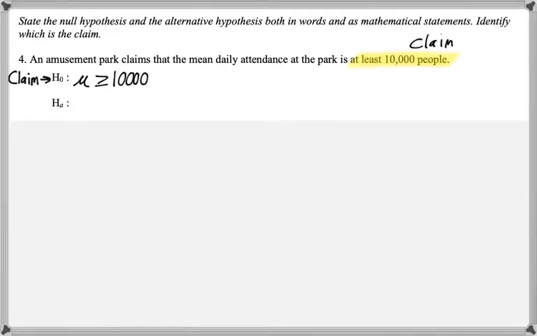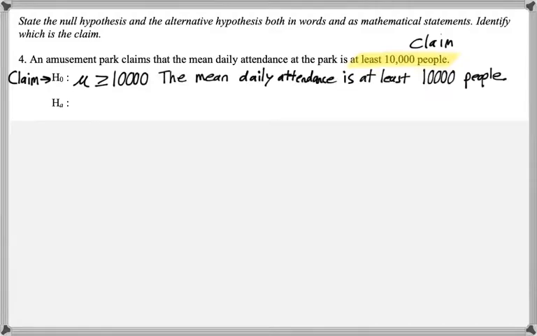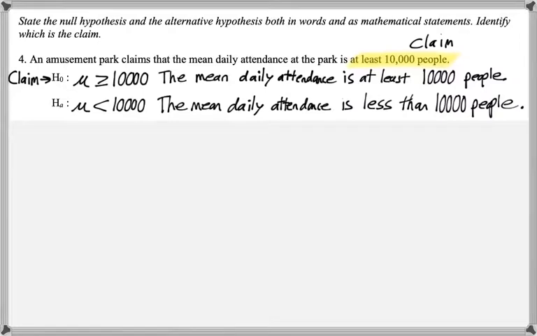And then we have to write it in words, so I'm basically just going to copy down what the problem already says, that the mean daily attendance is at least 10,000 people. So for the alternative hypothesis, that would be mu is strictly less than 10,000. So that is the complement. And in words, the mean daily attendance is less than 10,000 people.